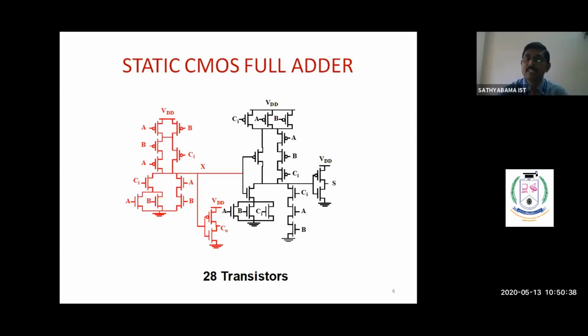Here the sum is generated, or estimated, from the carry circuit. Sum S is nothing but the final sum and CO is nothing but the final carry output. So from the carry we are estimating the sum. This design has been considered with 28 transistors.